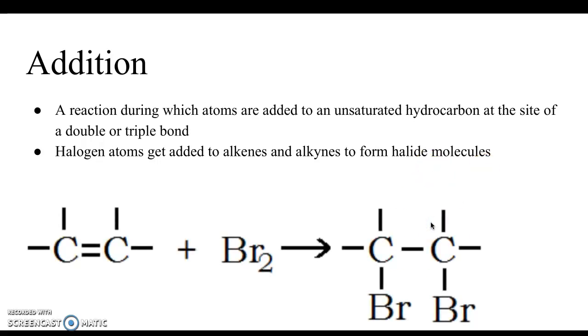And here is an example of an addition reaction. So we're taking an alkene, a double bond, and a halogen such as bromine, and both of those bromines get added at the site of that double bond to make single bonds with both bromines. So a couple key things here. Your reactant is an alkene or an alkyne. A halogen is getting added, and you end up with a saturated molecule.